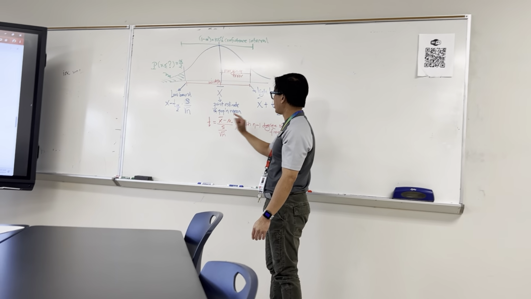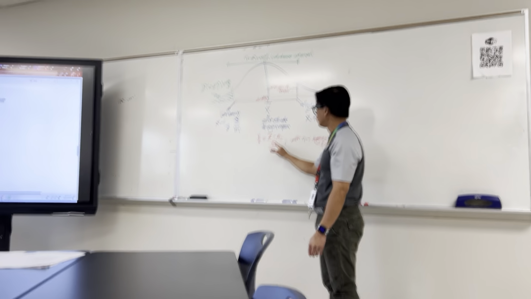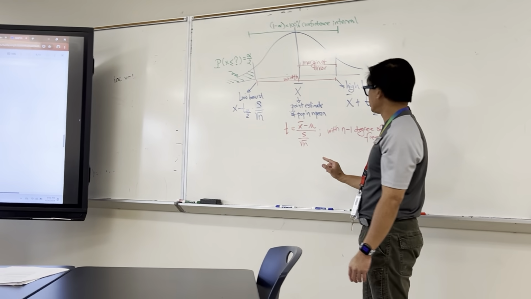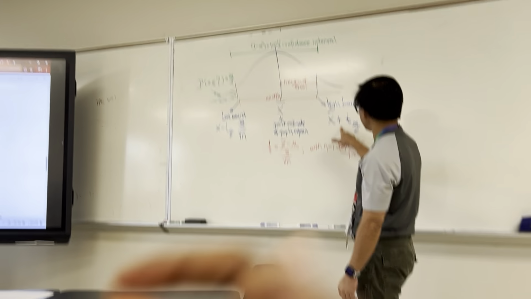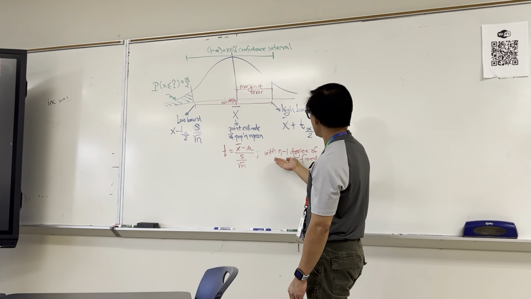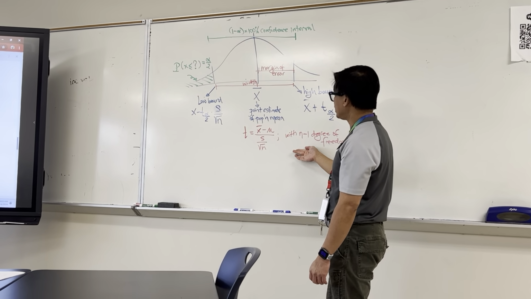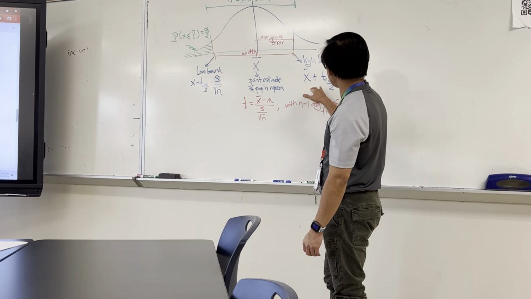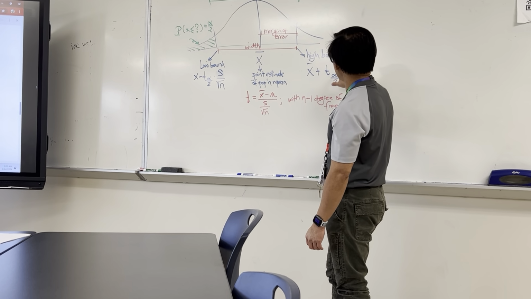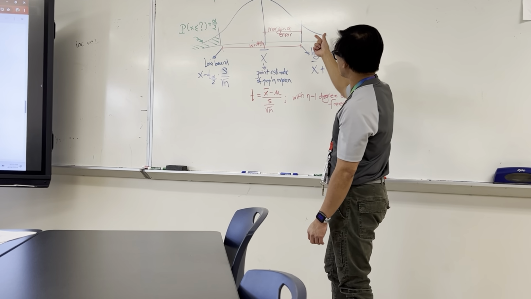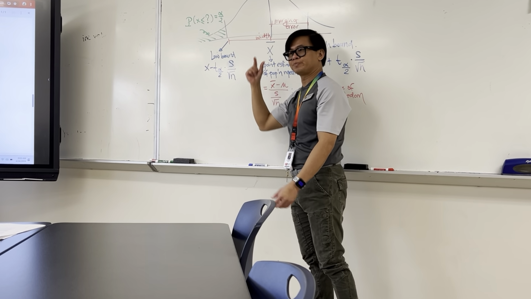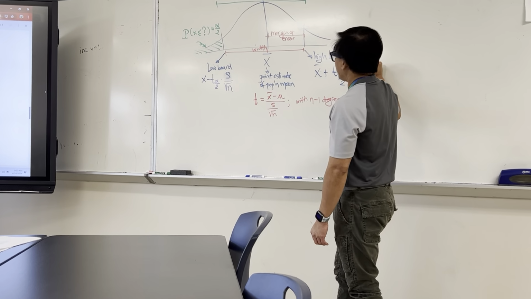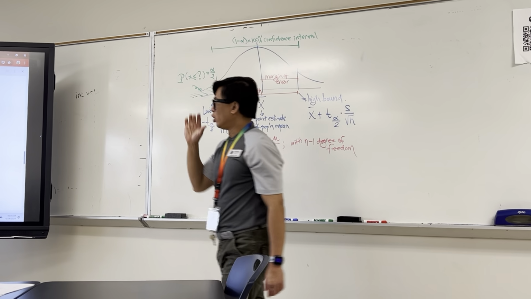Sample mean minus population mean all over sample standard deviation over the square root of sample size, with n minus 1 degrees of freedom. And later we're going to see what that means. And yes, that's t alpha over 2 because that's split into 2, times s over square root of n.